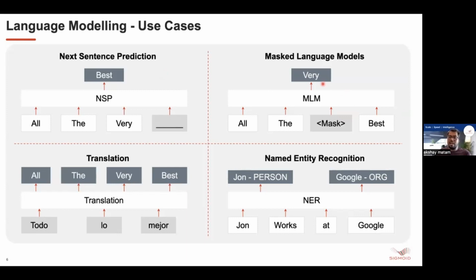And also masked language modeling, similar to the blanks that we are seeing, where the model is trained to predict the keyword which is masked while training. Similarly, translation from one language to another, named entity recognition, question answering systems, multiple use cases can be observed while creating language models.